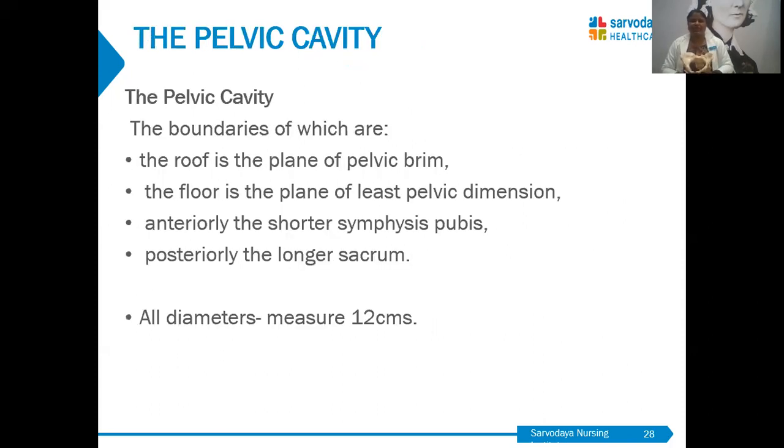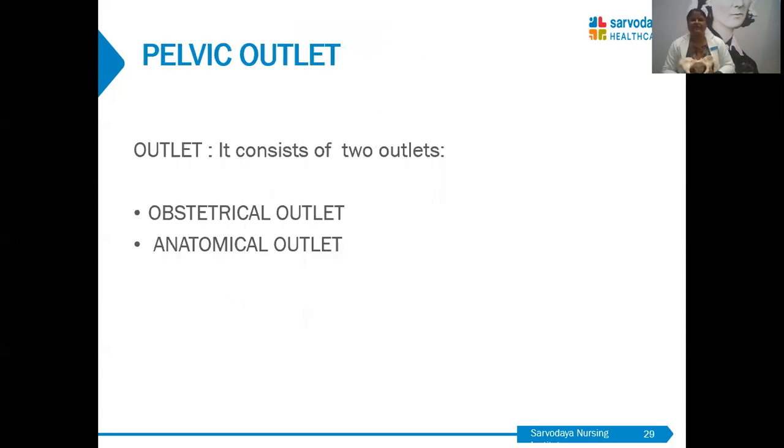The pelvic cavity, the boundaries of which are: the roof is the plane of the pelvic brim, the floor is the plane of least pelvic dimension, anteriorly the shorter symphysis pubis and posteriorly the longer sacrum. All diameters measure about 12 centimeters because it is circular in shape. Pelvic outlet: it consists of two outlets, obstetric outlet and anatomical outlet.